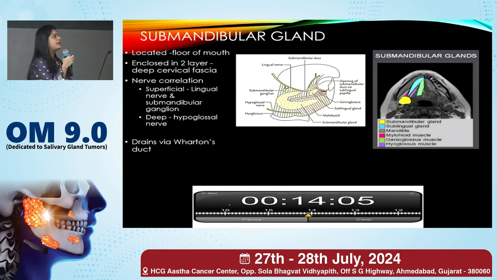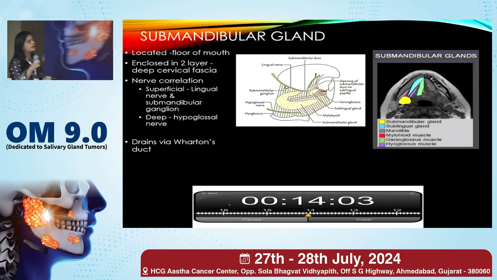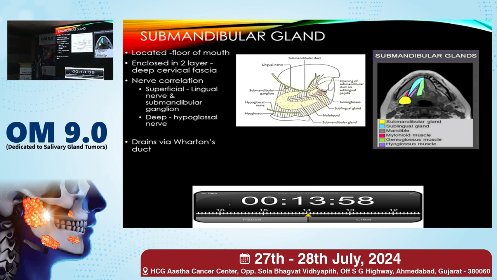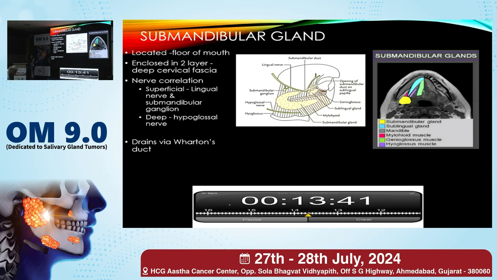Then coming to the submandibular gland, I'll just show it on MRI that this is the submandibular gland which lies on the mylohyoid muscle. The sublingual gland lies anteriorly. Then here lies the genioglossus muscle, which is medial. Importantly, the nerve relation is that the lingual nerve courses superficial to the submandibular gland and the hypoglossal nerve courses deep to it.